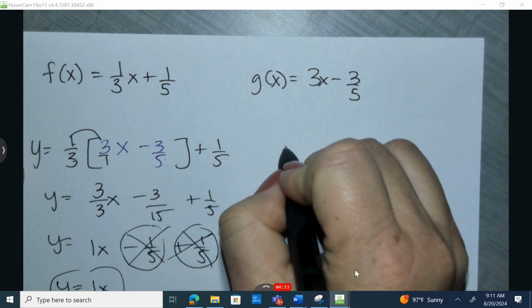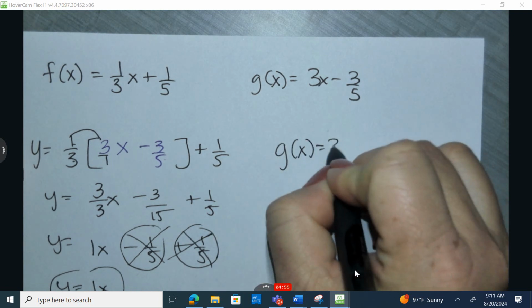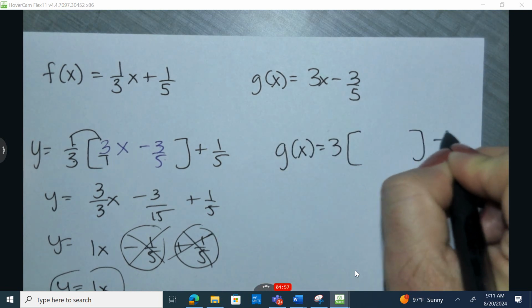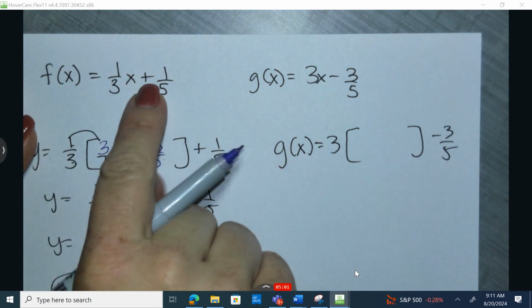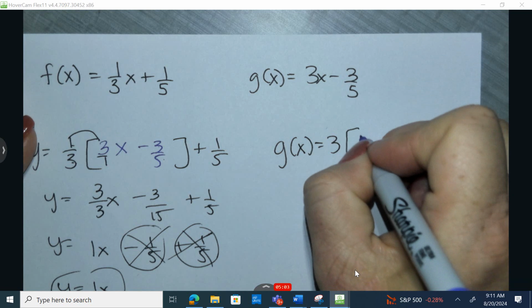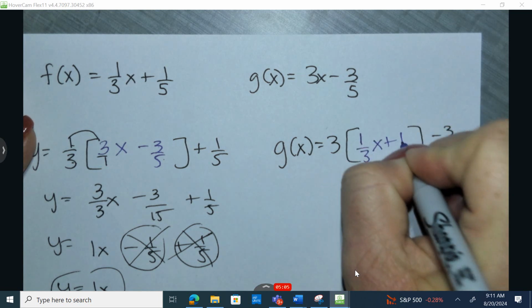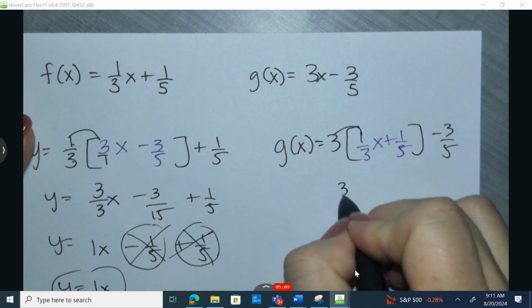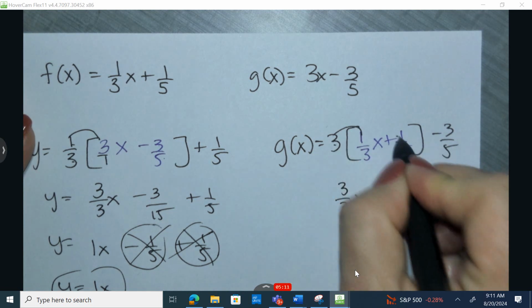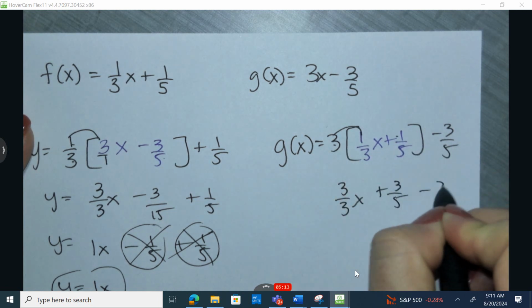Now I start with the second function. Again, wherever I see an x, I leave a large open space with parentheses around it. I come back to the first equation, I write it down, and I'm going to move forward here. 3 times 1 is 3 with a 3 in the bottom. 3 times 1 is 3 with a 5 on the bottom.